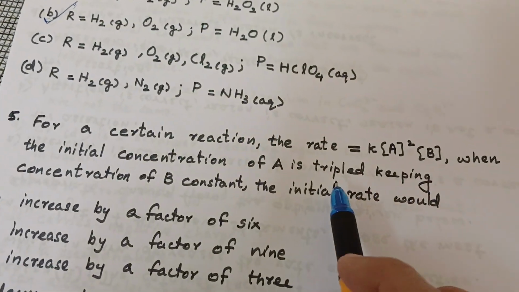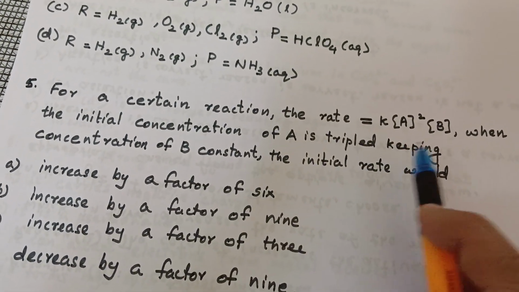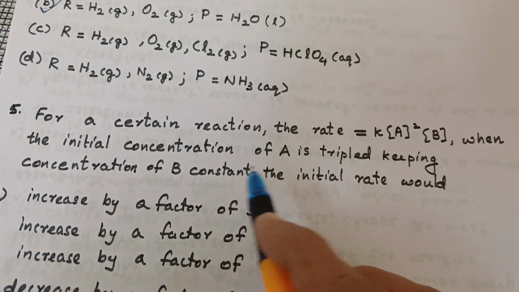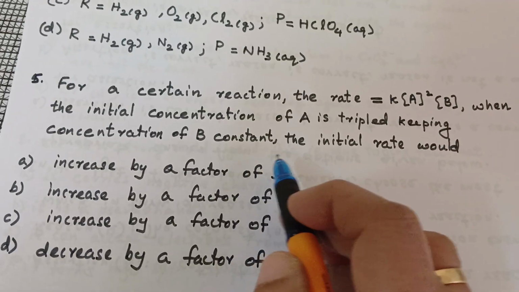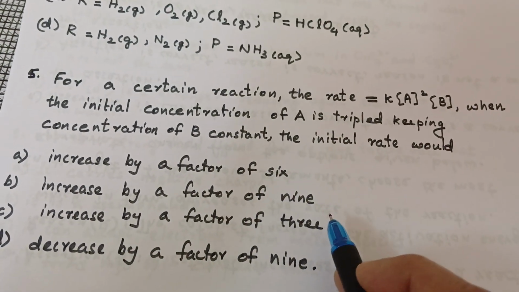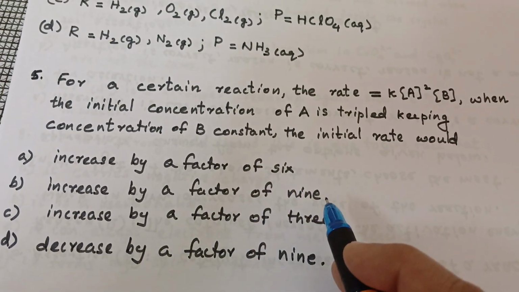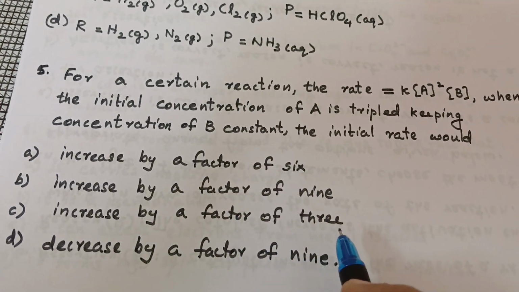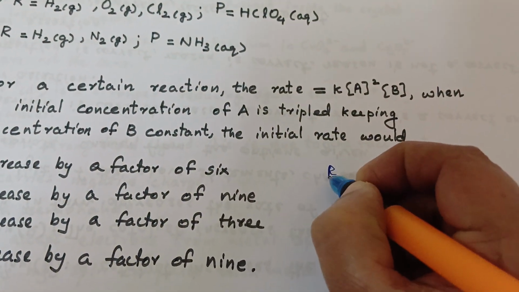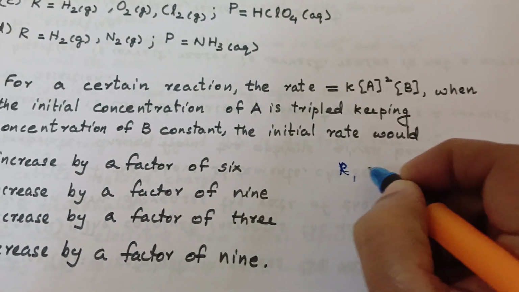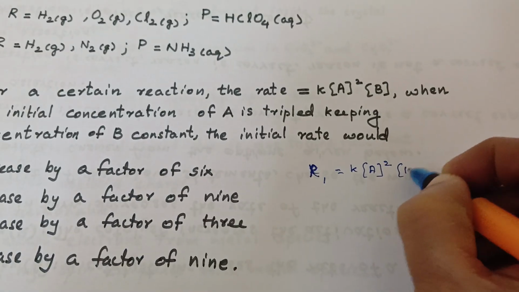For a certain reaction, the rate equals k into concentration of A raised to 2 into concentration of B. When the initial concentration of A is tripled, keeping the concentration of B constant, the initial rate would. We need to find whether it will increase by a factor of 6, or increase by a factor of 9, or increase by a factor of 3, or decrease by a factor of 9. So let us write the first rate, that is rate in the first case, R1 equals k into concentration of A raised to 2 into B.